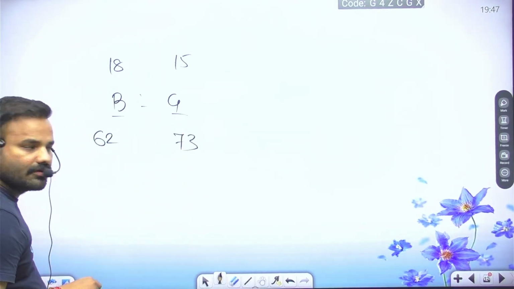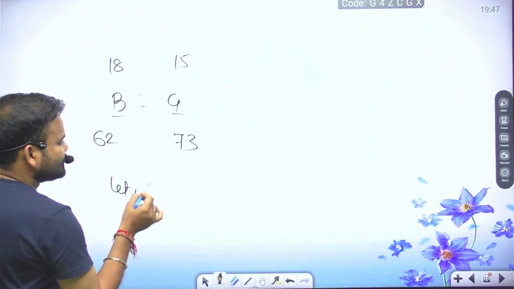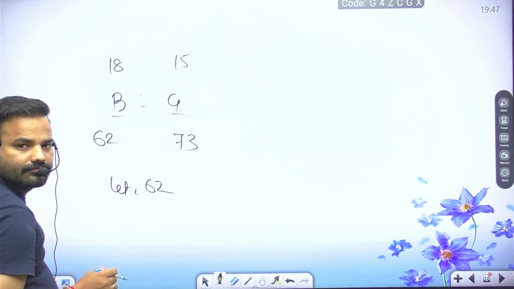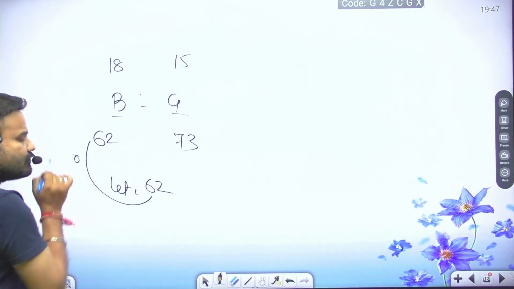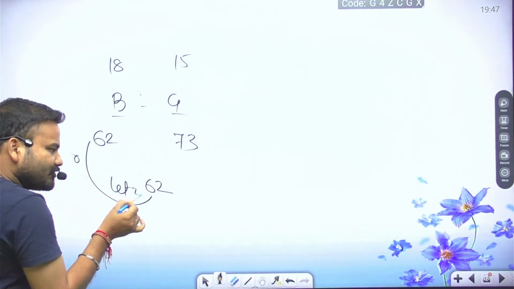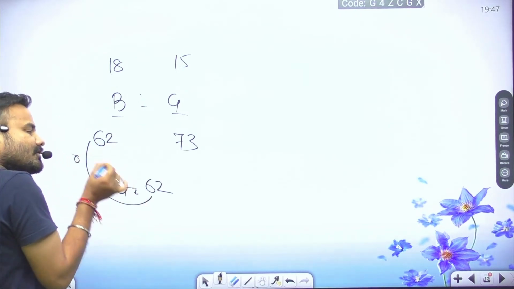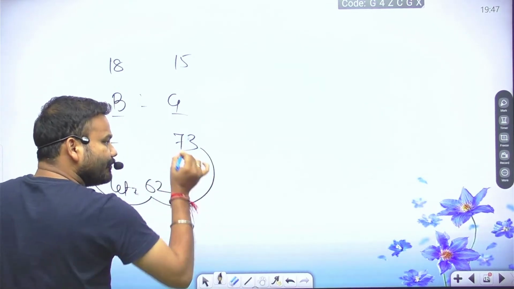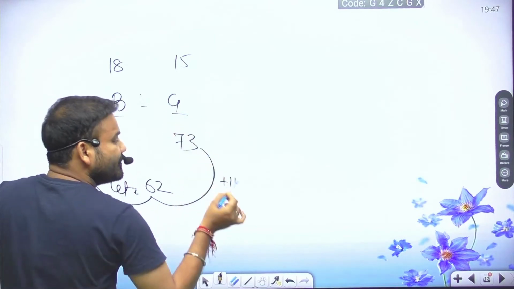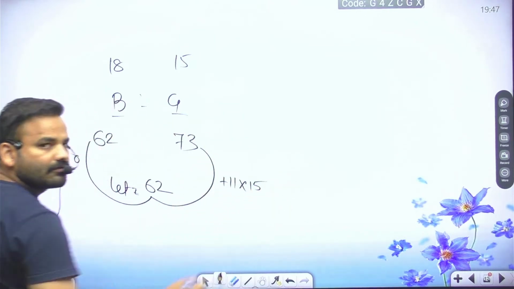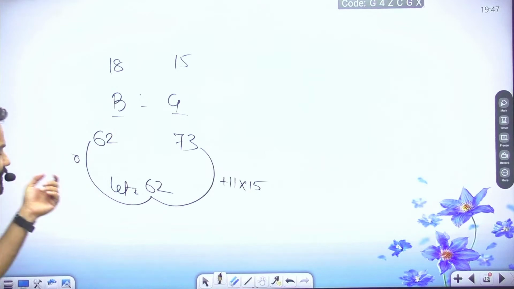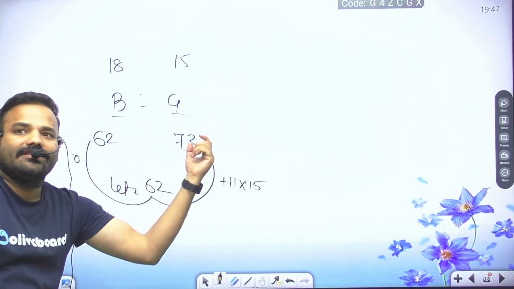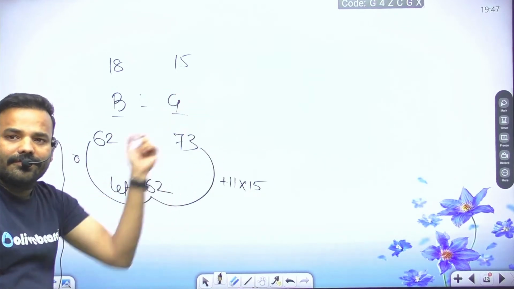What to do? Sir, I am letting the average be 62. On comparing, this is 0. Sir, I have assumed 62 and they are 62, so there is a change of 0. And what is the change over here? They are 11 more, and that too for how many members? 15 members. I have considered the average as 62 and they are 73. They are 11 more, that too for 15 members.